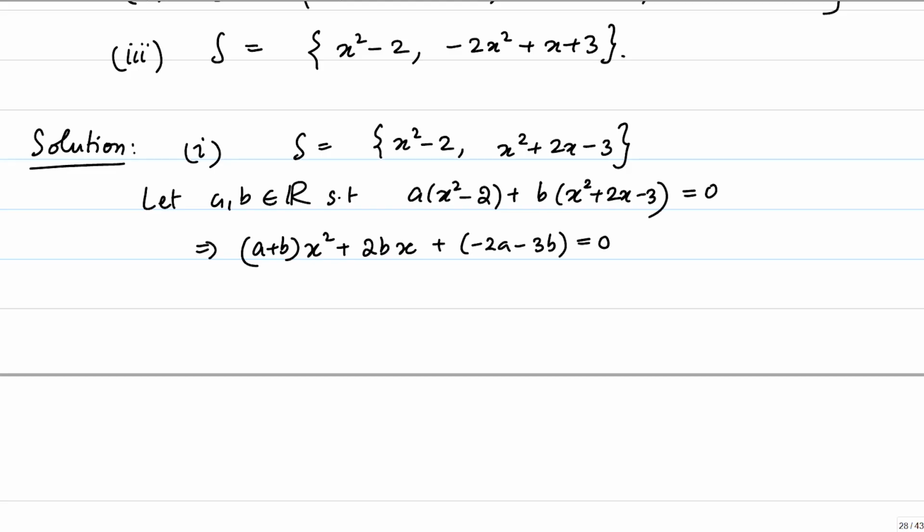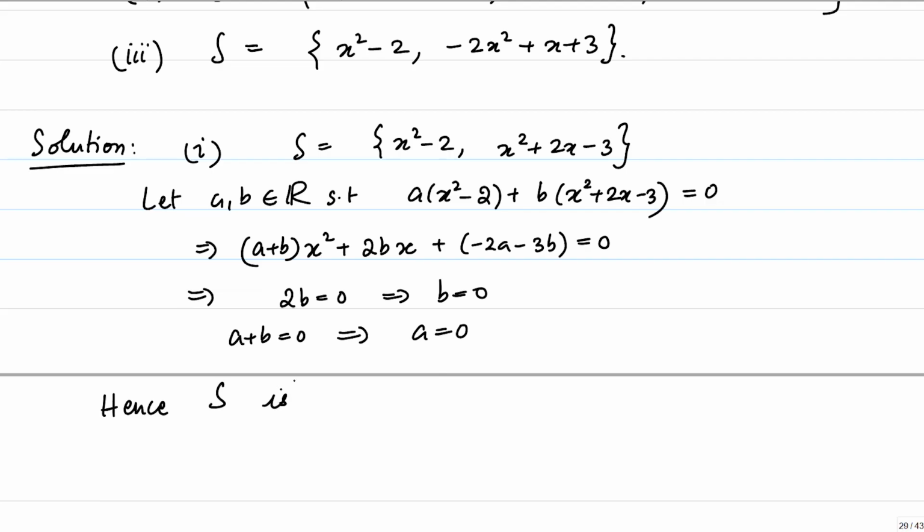But what does it mean to say that a polynomial is 0? All its coefficients are 0. This implies 2b is equal to 0 and hence b is equal to 0. And the first one, a plus b is equal to 0, implies a is also equal to 0, which is inconsistent with minus 2a plus minus 3b equal to 0. So yes, this forces a and b to be equal to 0. Hence, S is linearly independent.